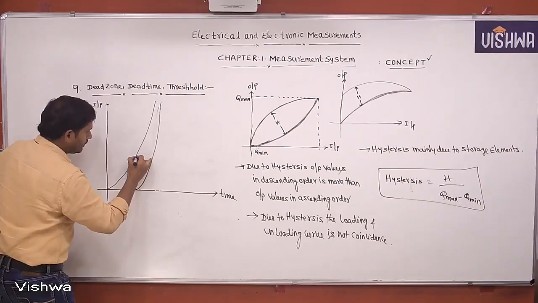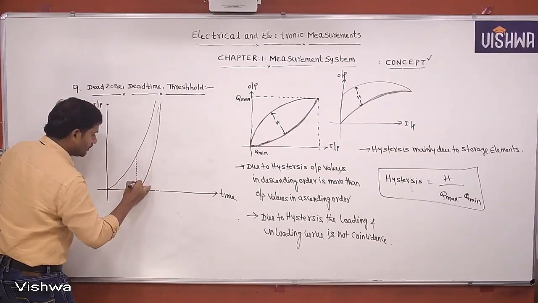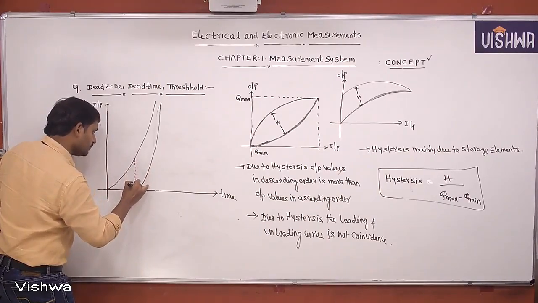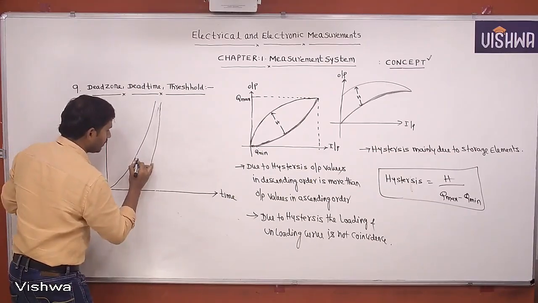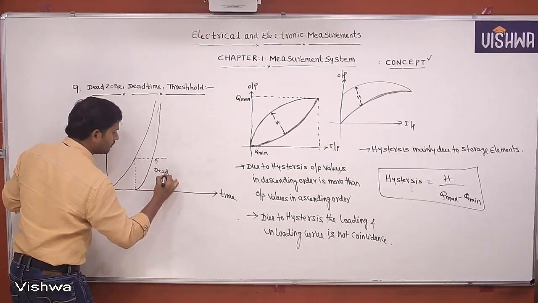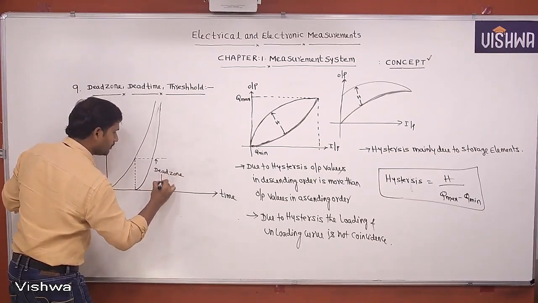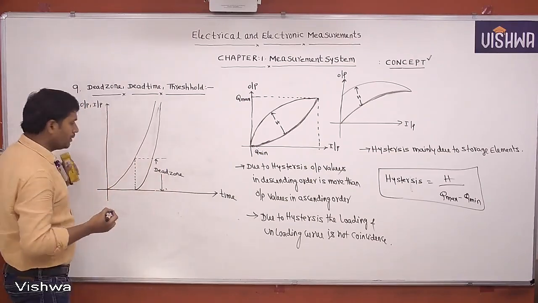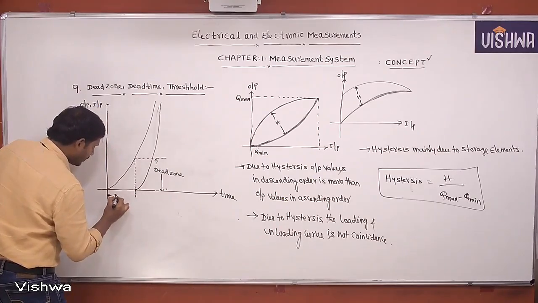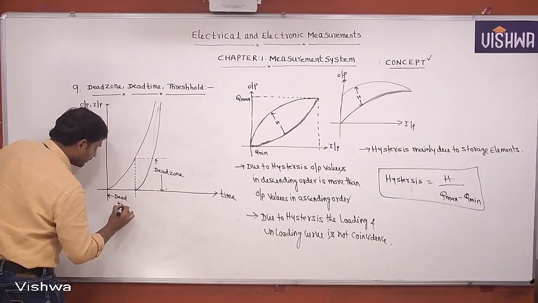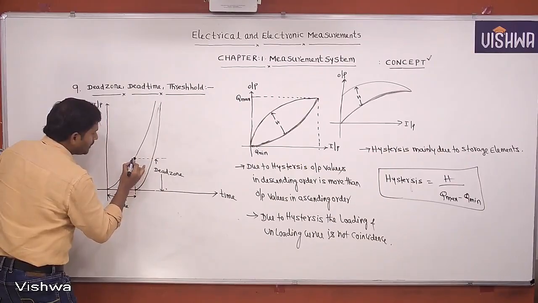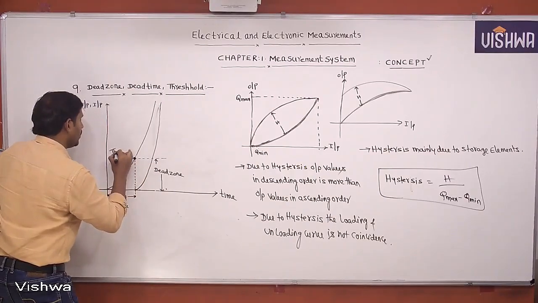Then this is called dead zone of an instrument. This value is called dead zone. Okay, and this is called dead time of an instrument. This value is called threshold of an instrument.